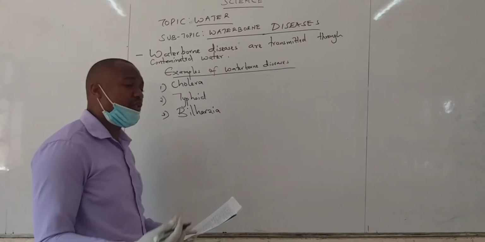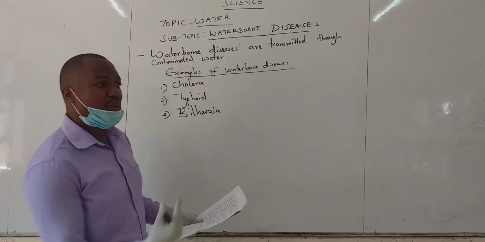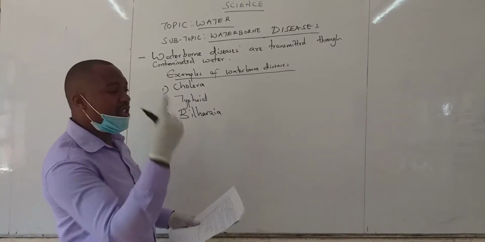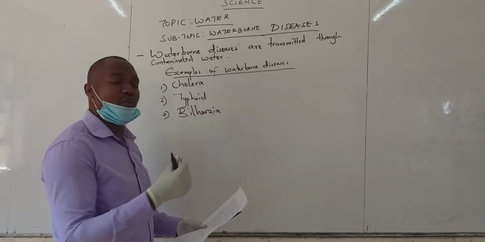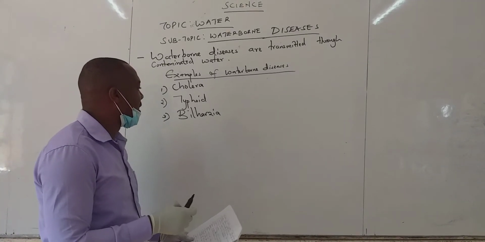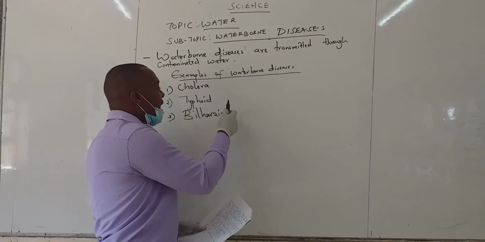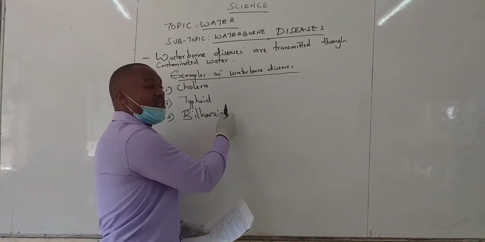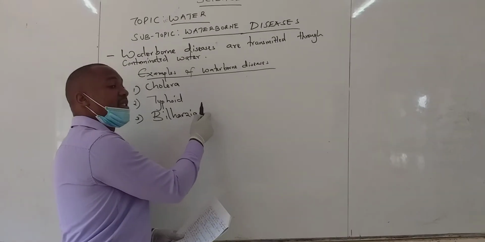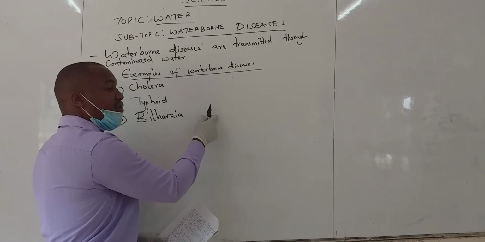So when you go for a long call, you feel like you have to do something down there, and you also feel itching when you are going for a short call. So the sign and symptom that you have to know that you are suffering from this waterborne disease known as bilharzia is the blood in the stool and the itching in the urinary bladder.